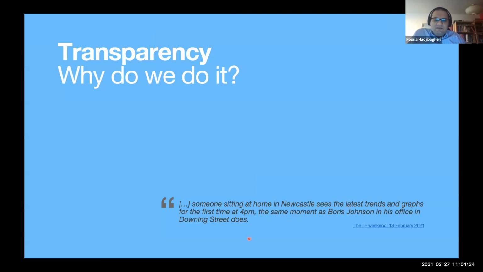Someone sitting at home in Newcastle sees the latest trends and graphs for the first time at 4 p.m., at the exact same moment as Boris Johnson in his office in Downing Street does. And that's actually true. Yes, the Prime Minister might be able to get bits and pieces of data from here and there if they really need it, but they can't get all of it, and they can't get it in that format.